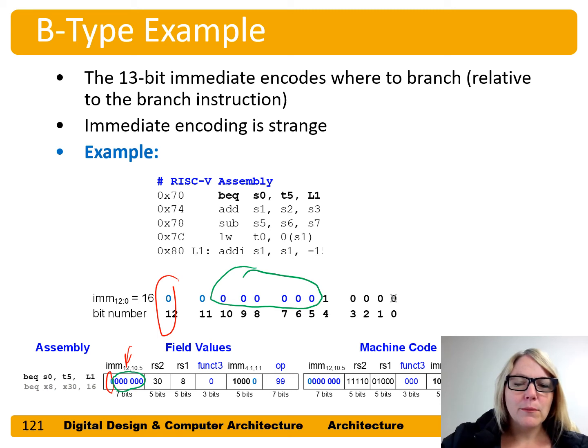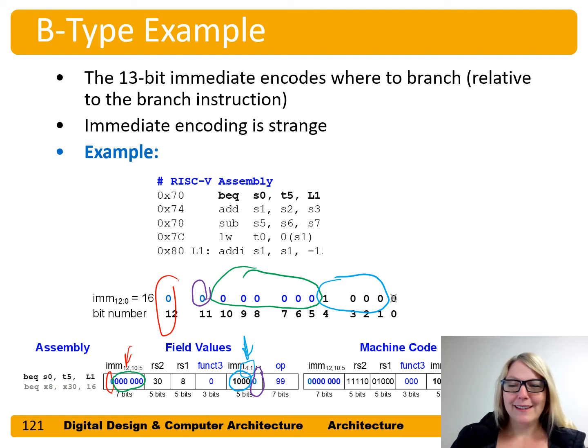And then in the bottom part of the immediate encoding, this 5-bit field, we encode bits 4 to 1. And then finally, we encode bit 11. So it's completely kind of annoying. But the reason that we're going to do this is actually to make the hardware design easier, and we'll come back to that point later.